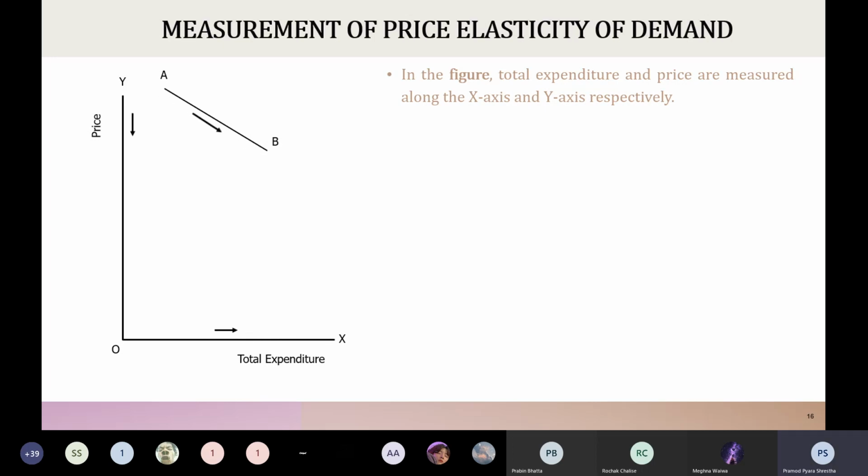So because of this opposite relation, that is price falling and total expenditure increasing, the line AB shows EP is greater than 1. So this is the case EP is greater than 1. Okay, and then this can be explained like this.